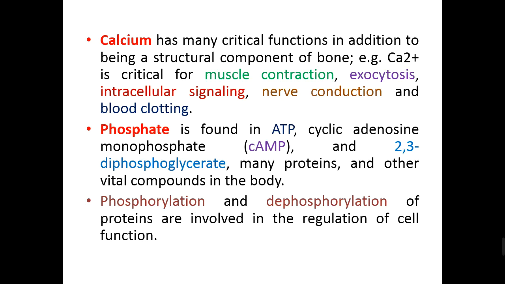While phosphate is found in adenosine triphosphate, cyclic adenosine monophosphate, and 2,3-diphosphoglycerate. It is also present in many proteins and other vital compounds in our body. Phosphorylation and dephosphorylation of proteins are involved in the regulation of cell function.